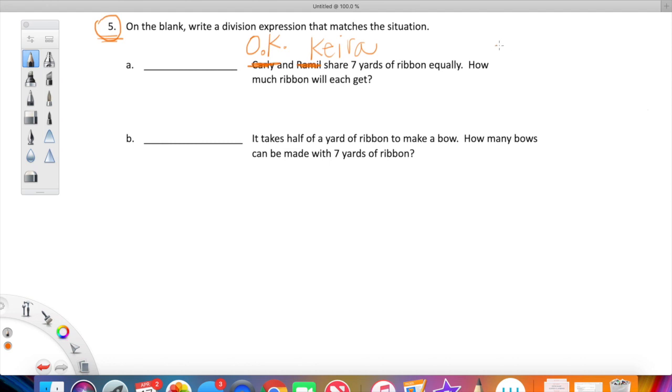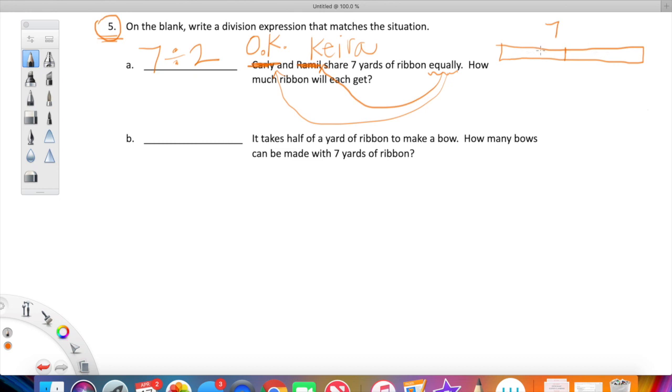So we have 7 yards of ribbon. That's a lot of ribbon. Wonder what they're going to do with that ribbon. 7 yards of ribbon. How is it being shared? Well, it's being shared equally. What do you mean equally? Well, we have 2 friends that are sharing it. So it's 7 yards of ribbon being shared across 2 people. So 7 divided by how many people? 2 people. Cool? So it's just 7 divided by 2.